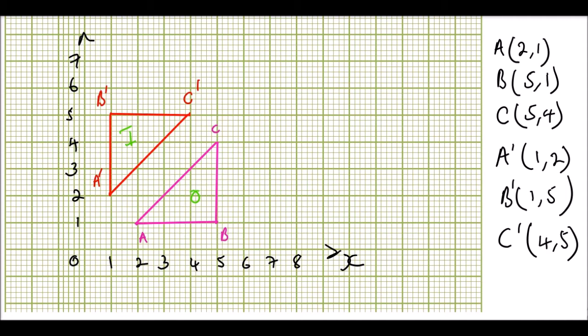So we can say the matrix that we had, that is (0, 1; 1, 0), actually represents a reflection. And let's draw the mirror line.